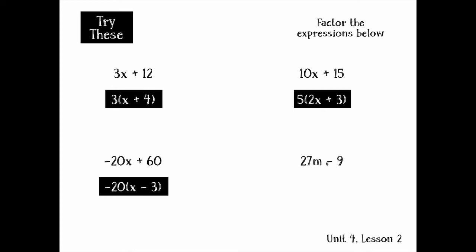And finally, the last one, 27m minus 9. That's kind of easy. You know that 9 is going to be the common factor. I'm going to get 9 times 3m minus 1, because 9 times 3m is 27m. 9 times 1 is 9, and we have the minus sign in the middle.